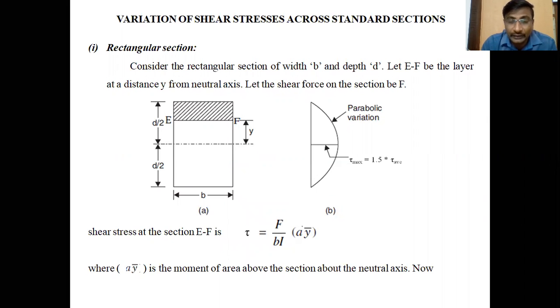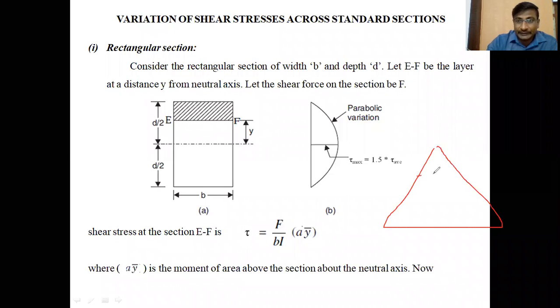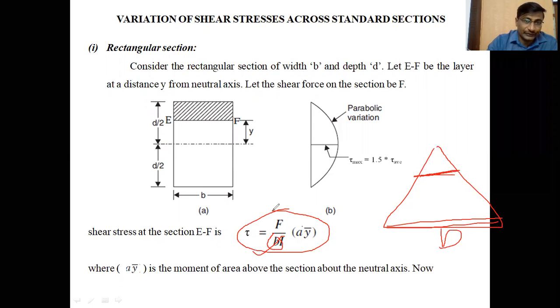In the case of a triangular section, because the triangle varies from base to apex, if we consider the level EF somewhere else, the breadth of the EF level is not equal to the breadth of the whole section, isn't it? Let us consider this is a B, this is not the B. So in this shear stress formula, this b always represents the breadth of the EF level. This total equation is related to the EF layer, the layer EF which is considered at a distance of y from the neutral axis. This is not considered for the whole section. This is considered only for a level EF.